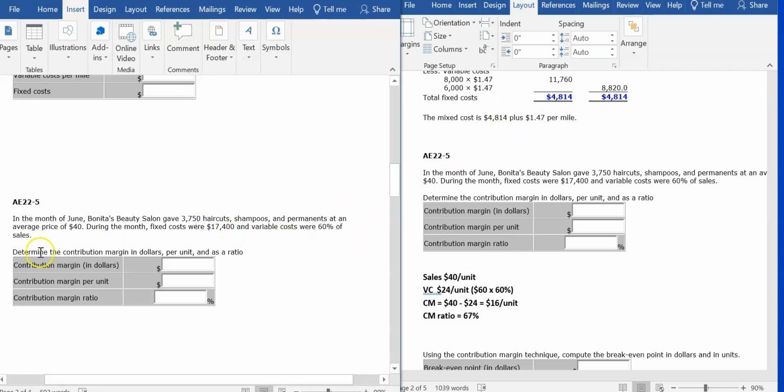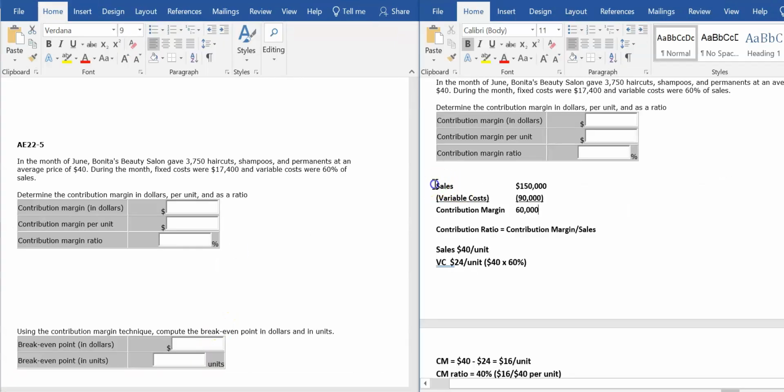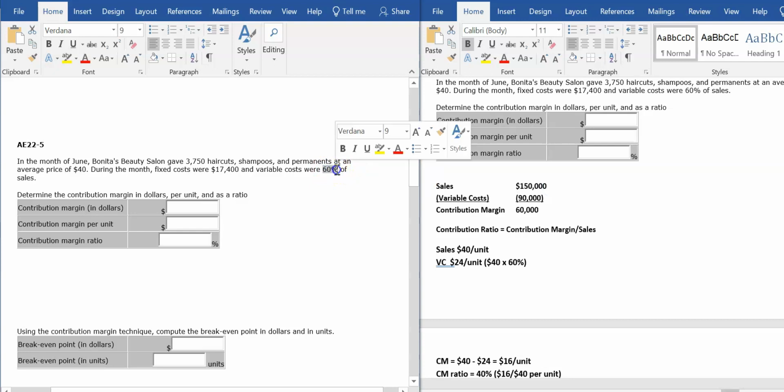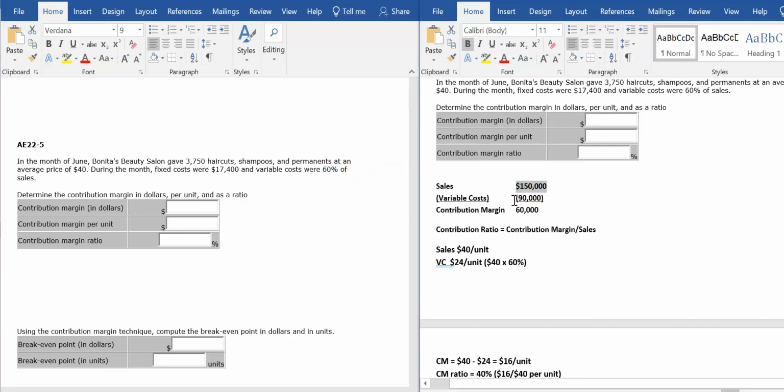Okay, so what they want us to do is to determine the contribution margin in dollars per unit and as a ratio. In total, our sales are $150,000, which is 3,750 haircuts at a price of $40 each. Our variable costs are going to be $90,000. Variable costs were 60% of that total amount of sales. $150,000 times 60% gives us variable cost of $90,000, leaving us with a contribution margin of $60,000.